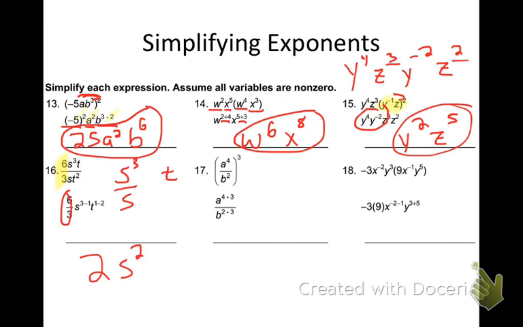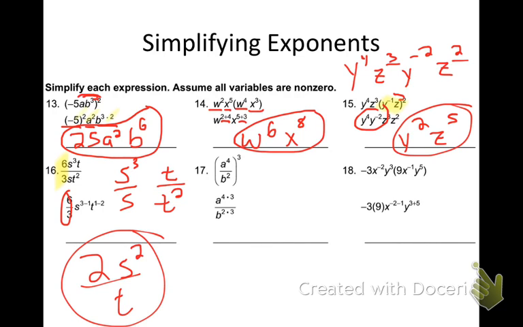Now I have t on top and t squared on the bottom. I have 1 t on top, 2 t's on the bottom. How many t's am I going to have left? 1, but where's that t going to be at? On the bottom. But isn't it negative then? If I put it on top, it would be negative. So my answer here is going to be 2s squared over t.